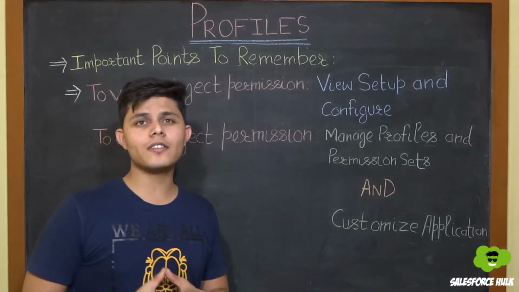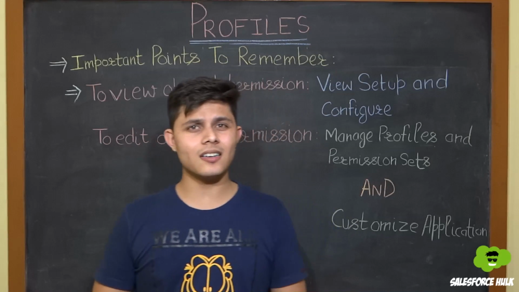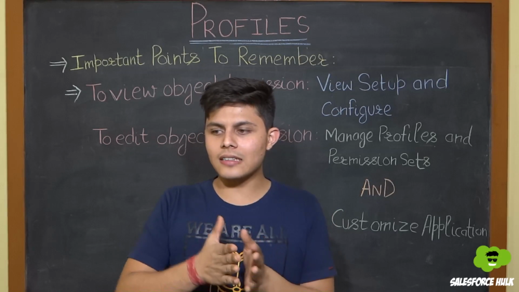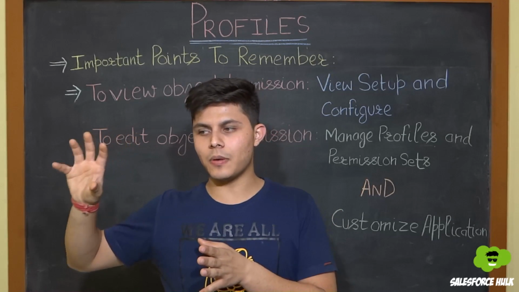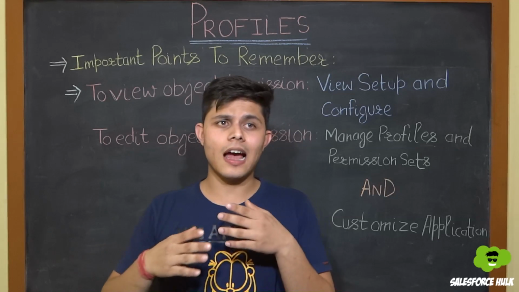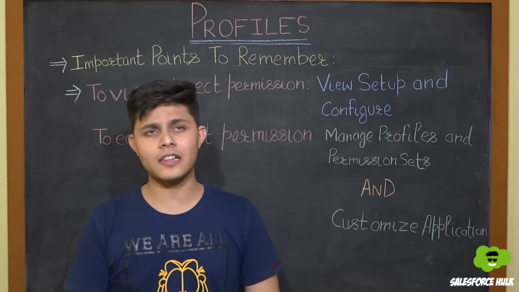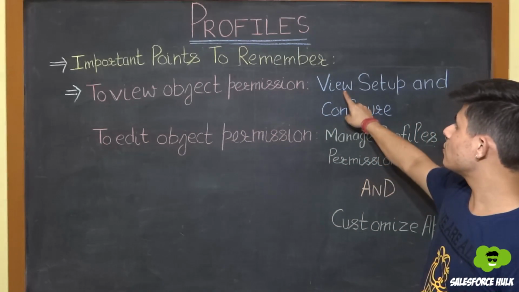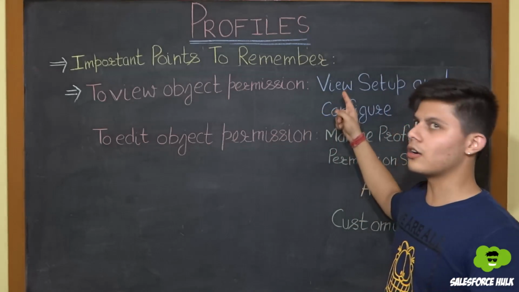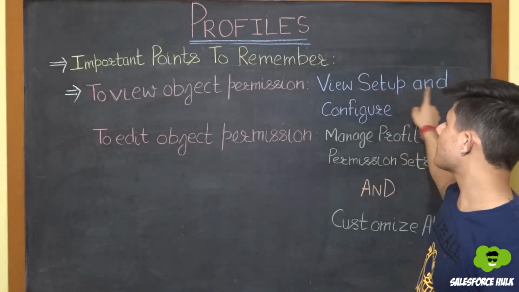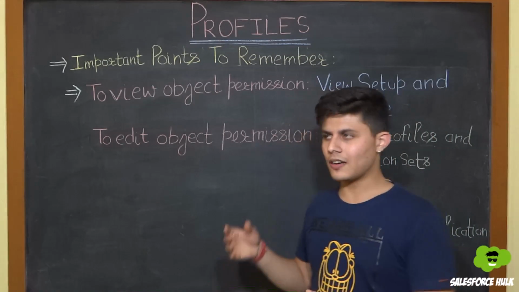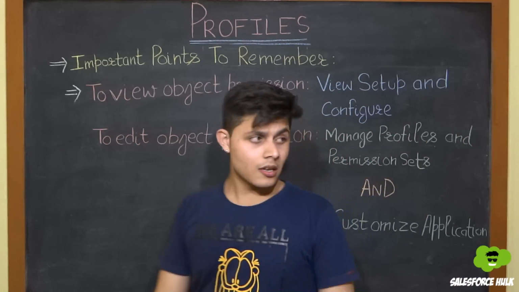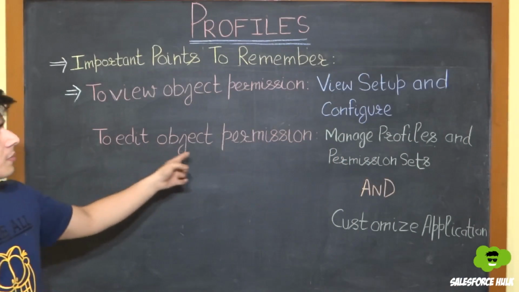And there is one more point which you need to think about. Who can see what object permissions profiles have, and who can edit the object permissions of different profiles? So let's see what those permissions are. To view object permissions, you need to have the permission View Setup and Configuration on your profile. If you have this permission on your profile, you'll be able to see the object permissions for different profiles. And the other permission is to edit object permissions.